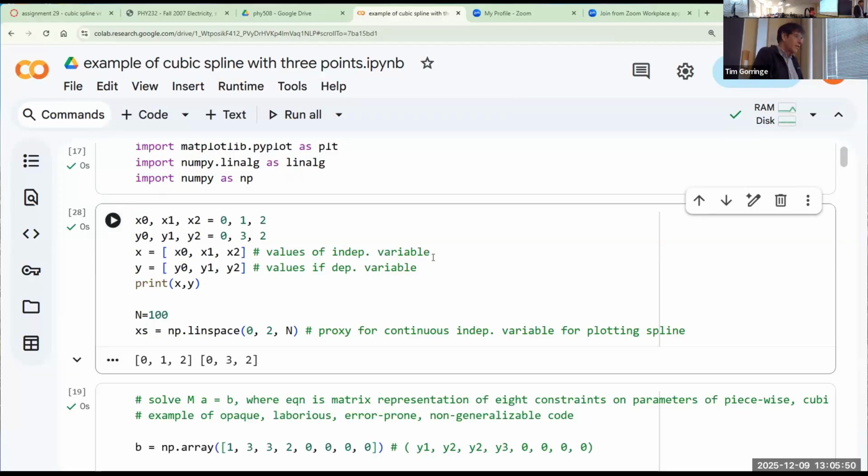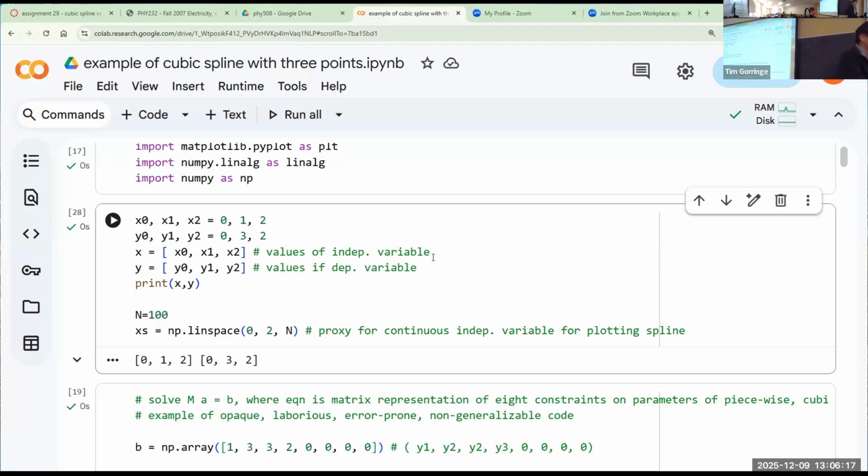Okay, so I need a set of 3 data points. That's the first cell here. I'm defining a set of 3 data points, and I've defined them in a little bit of a strange way. It's because of how I later build the matrix M that contains the independent variable, and the vector B that contains the dependent variable.